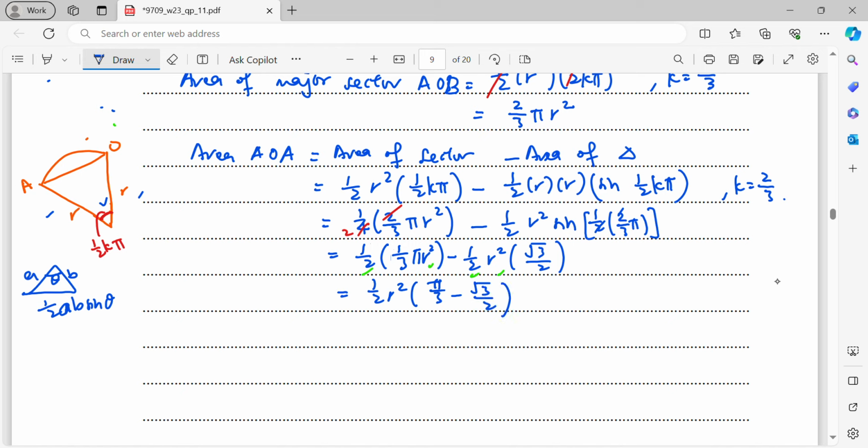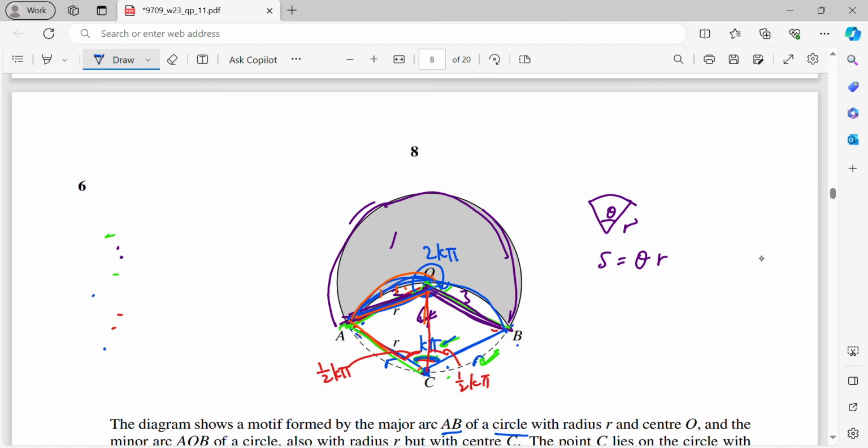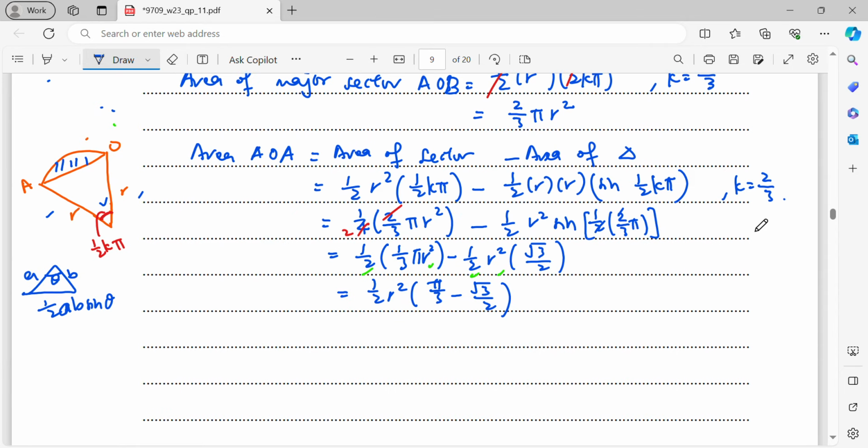This is just the area of AOA. So just now we found the first part, and now we have found this part. I found the first part, I mean the whole sector. The whole sector is basically 1, 2, and 3, so I just need to minus 2 and 3. 2 and 3 are the same. Therefore, now my area of the shaded region will be the area of the major sector minus double the area AOA.